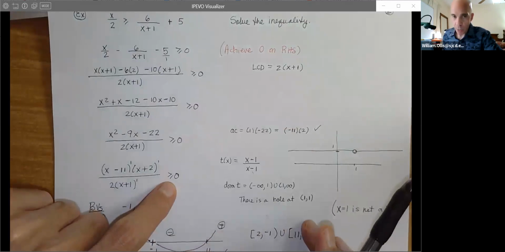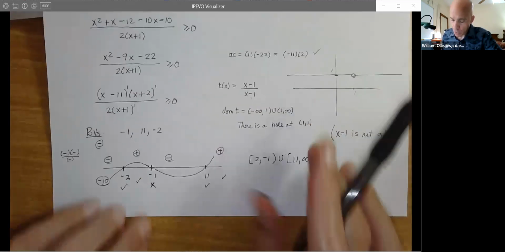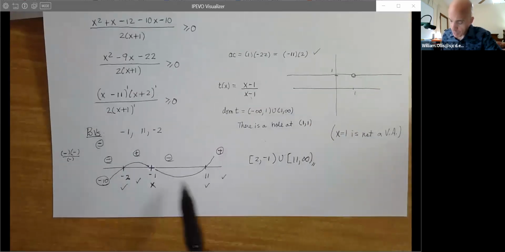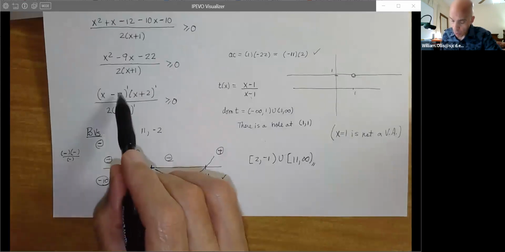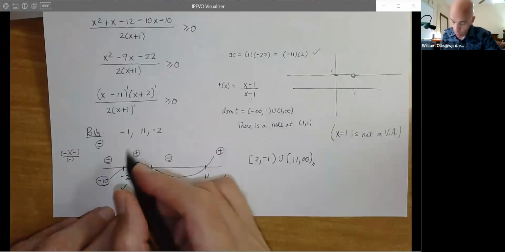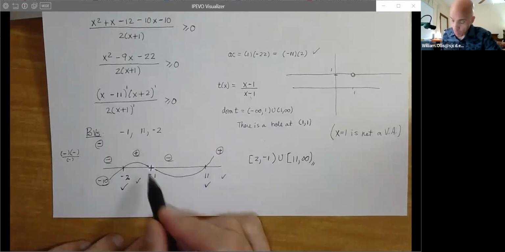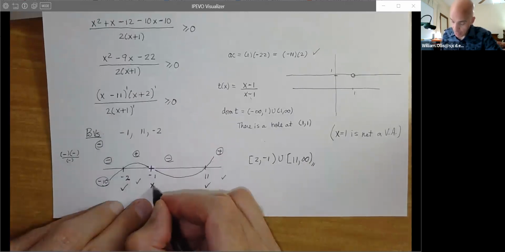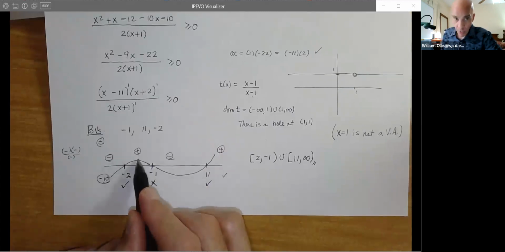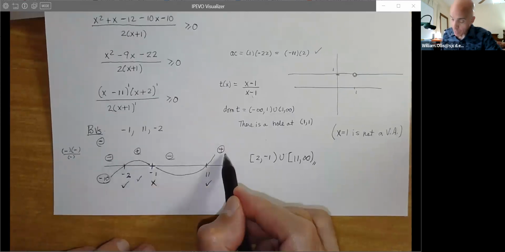We need either 0 or positive. So when we look at this, we see at 11, we get 0, and at -2, we get 0. So we get checks in both of these cases. And then of course at -1, it's undefined, so that gives us an X. But now of course we have positive here and positive here.